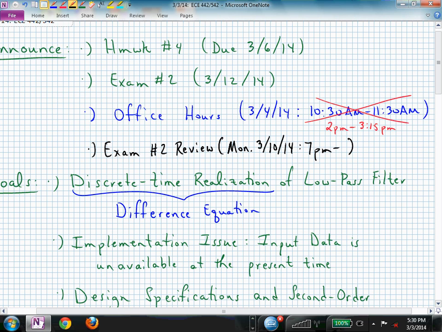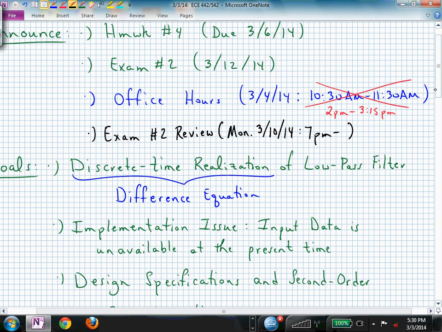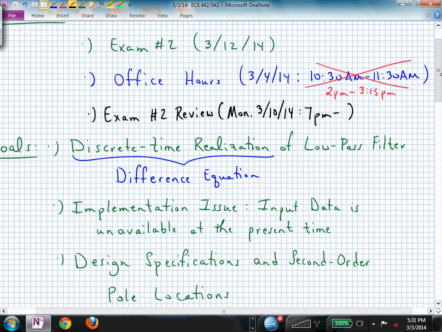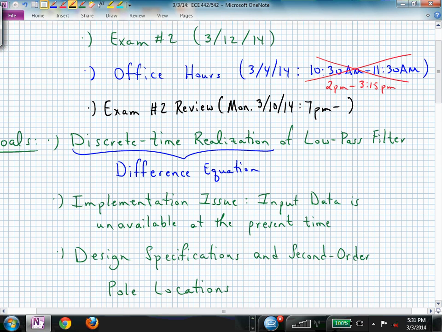As a reminder, tomorrow office hours have been rescheduled. Because I'm eliminating an hour, I'm giving you 15 minutes extra, meaning you have from 2 to 3:15. My 2 o'clock was canceled, but my 10:30 was interrupted. So we won't have office hours tomorrow morning at 10:30, but they will happen at 2 o'clock. And that's only a one-time event. That's not for the rest of the semester.